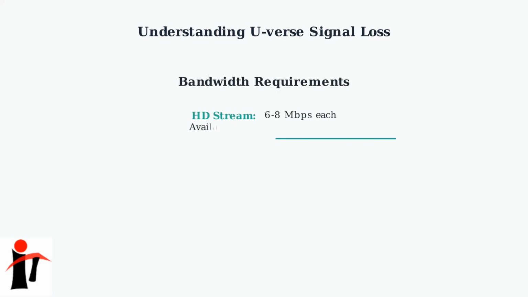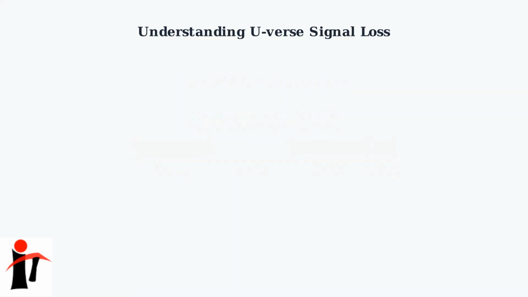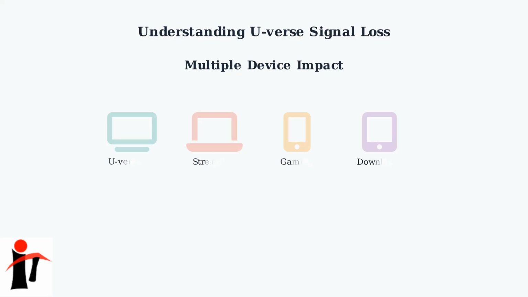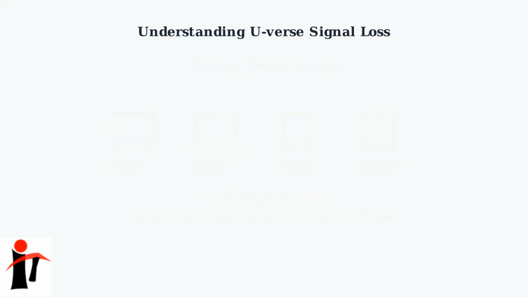Understanding bandwidth requirements is crucial for signal stability. Each HD stream requires 6 to 8 megabits per second. Multiple simultaneous streams can overwhelm your connection's capacity. When multiple devices use bandwidth simultaneously, signal quality can degrade. Streaming services, gaming, and file downloads all compete for the same connection capacity, potentially causing Uverse signal issues.